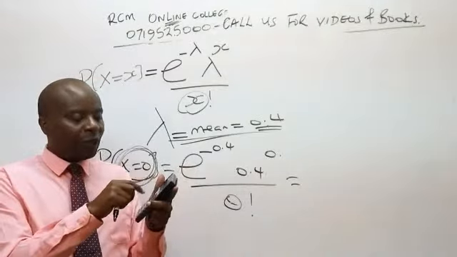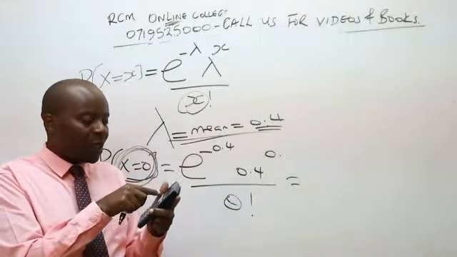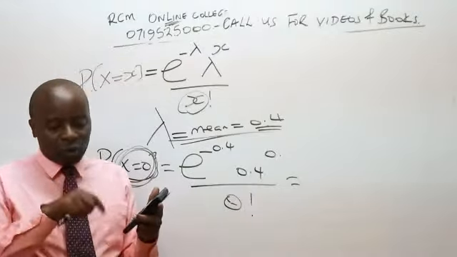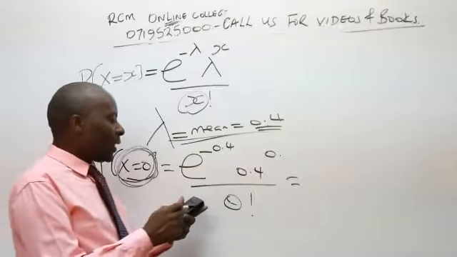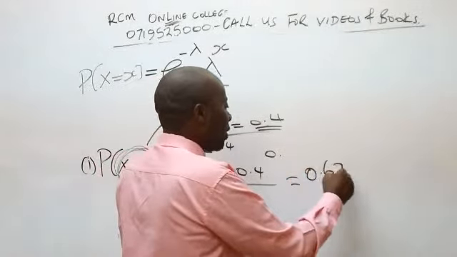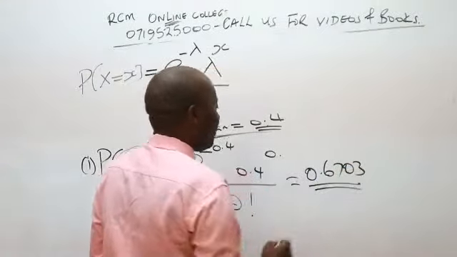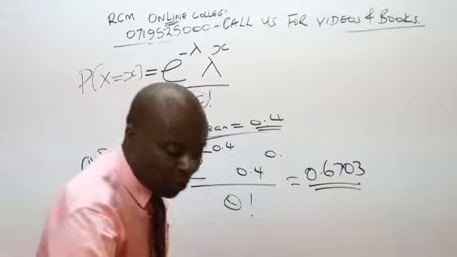I hope you're able to see factorial just below the shift function. You will need to shift, because it's yellow in color. Shift factorial, that exclamation mark. So then what are you able to see? The answer here is 0.6703. That is it. I hope you're following.